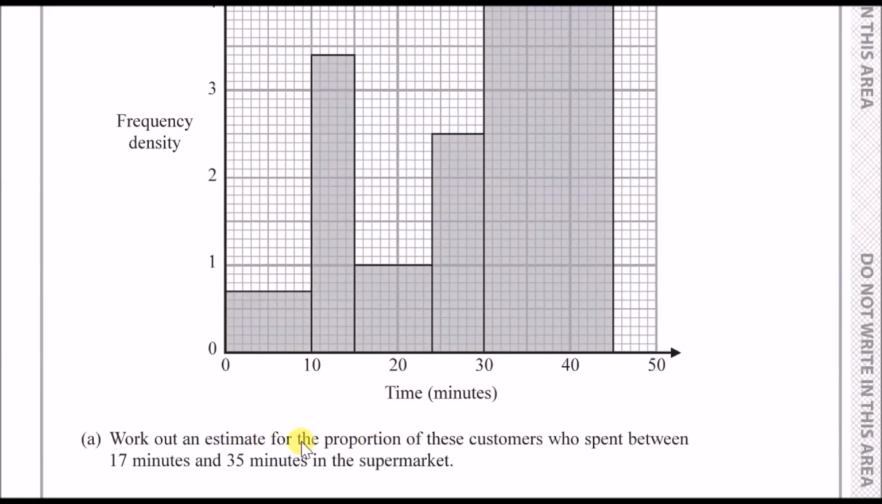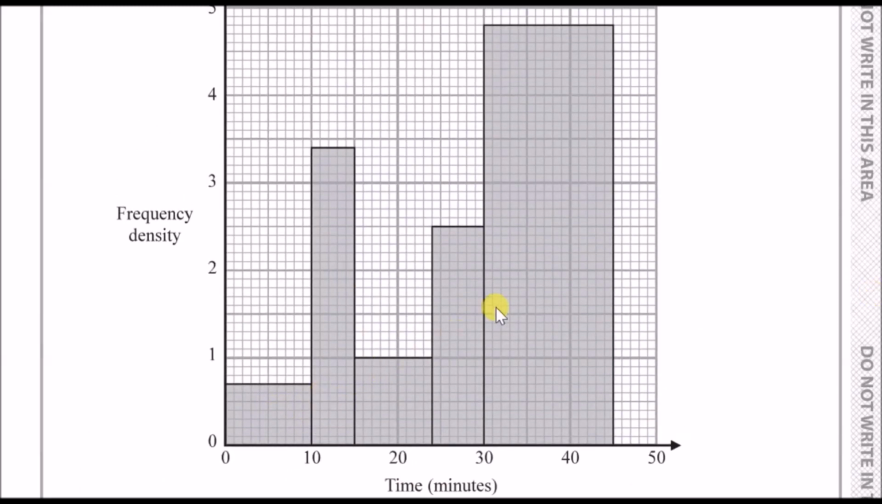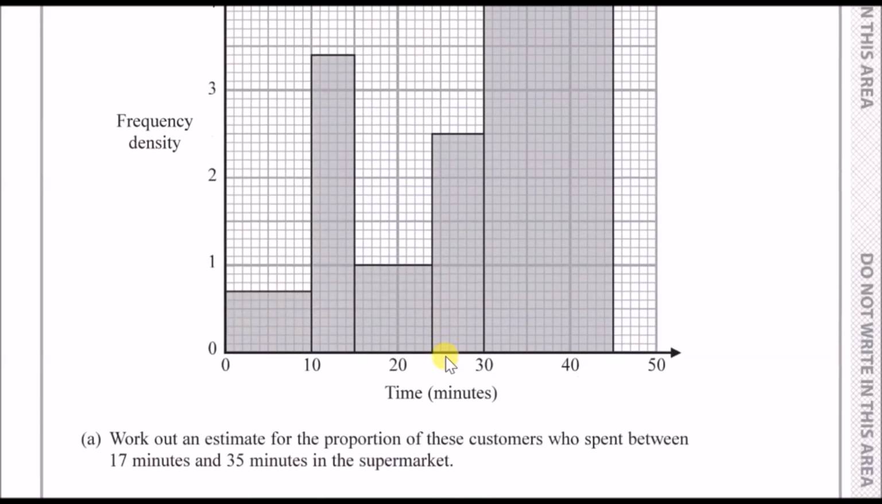Now before we actually solve this question, let's go ahead and work out the areas of each of these blocks so we can find out how many customers were in each time period, yeah? So for the first block, for example, we can see that the width here is 10 and the height here is about 0.7, yeah? So we can say that the area of the block, which is just like a rectangle, so 10 times 0.7 is just 7. For the next one, we can see that the width is 5 and the height is 3.4, yeah? So 5 times 3.4 is going to give us 17. So that's the area of this block.